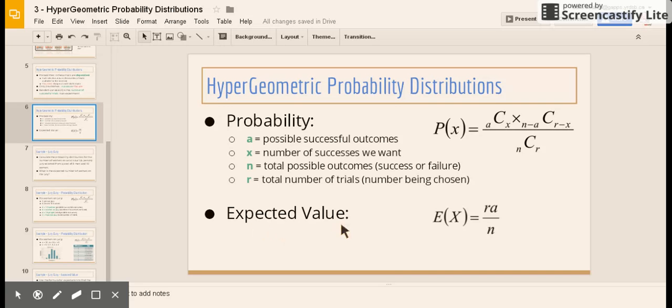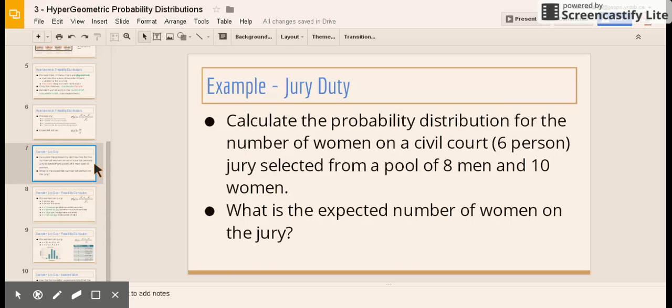Okay. So your expected value formula, E of X, the expected number of dogs, is equal to R times A divided by N. So again, R was the number of trials, so it was 3 animals. A was the possible successful outcome, so this is my total number of dogs. So 3 times 5 is 15. And we are dividing by N, which is the total number of possible outcomes, the total number of animals in this case, which was 11. So you're going to plug those numbers in and you will get the expected number of dogs in the picture. So here's another example, jury duty.